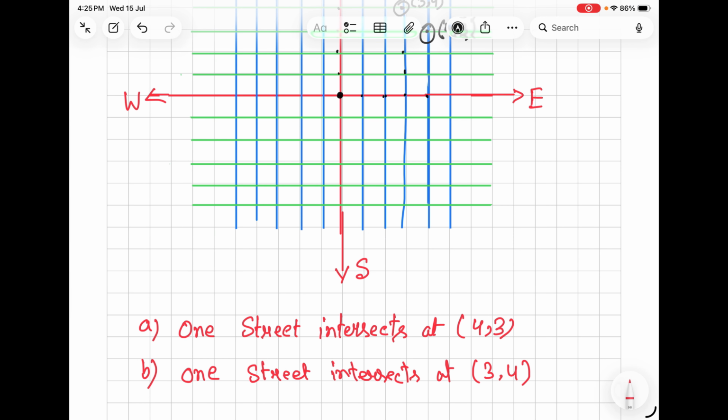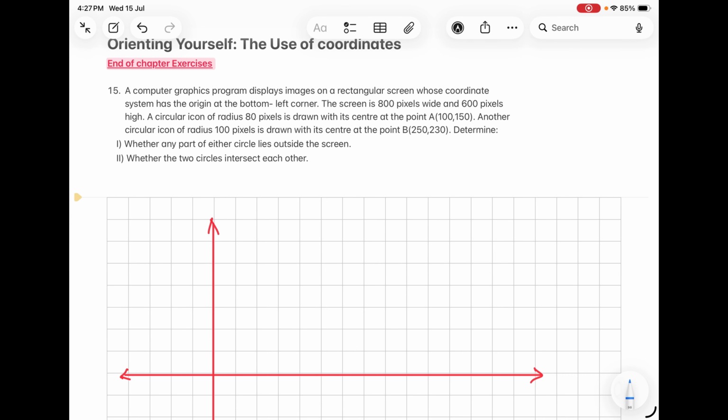So the next question is number 15. Question number 15 is, a computer graphics program displays images on a rectangular screen whose coordinate system has the origin at the bottom left corner. The screen is 800 pixel wide and 600 pixel high. A circular icon of radius 80 pixel is drawn with its center at the point A, with coordinates 100, 150.